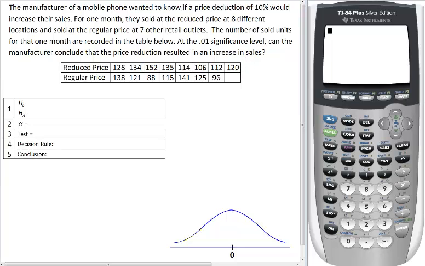Good day, students. Today we're going to look at a solution to another in the series of hypothesis testing. So let's get right to it.